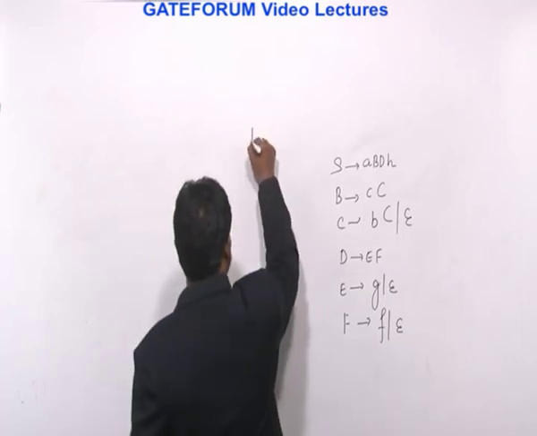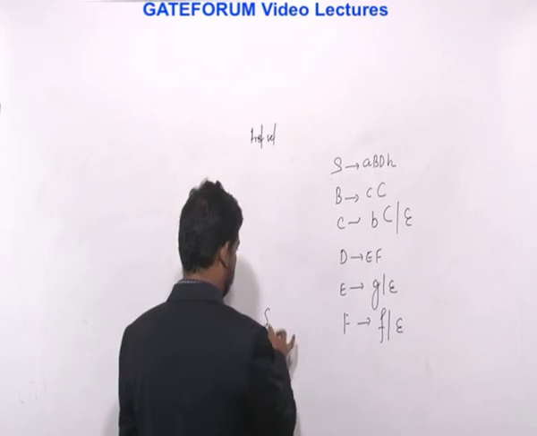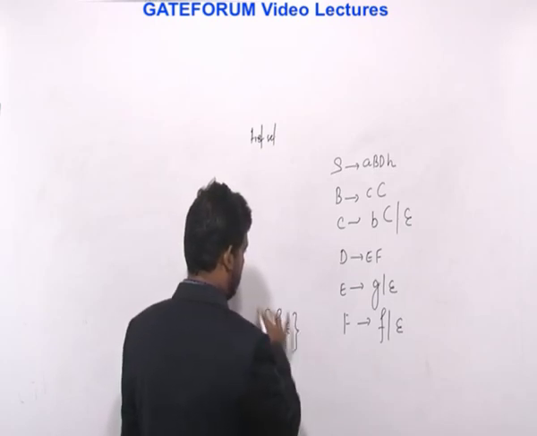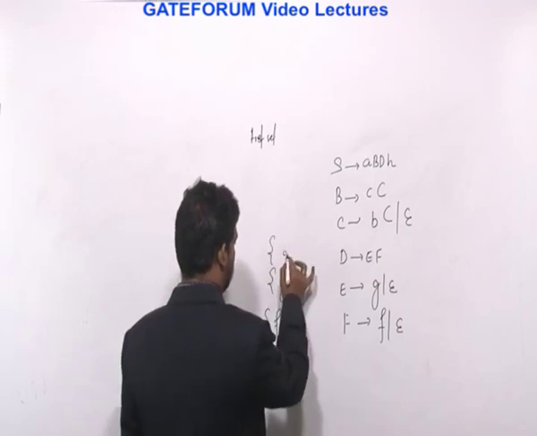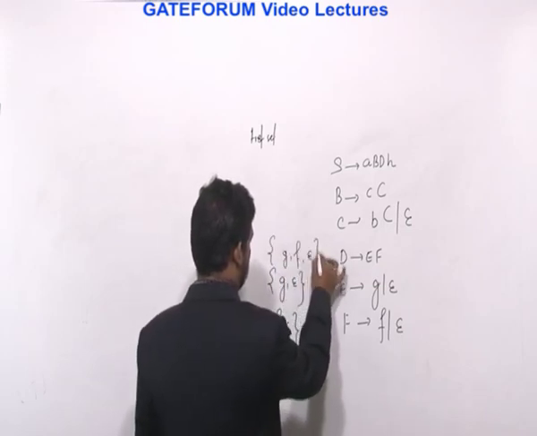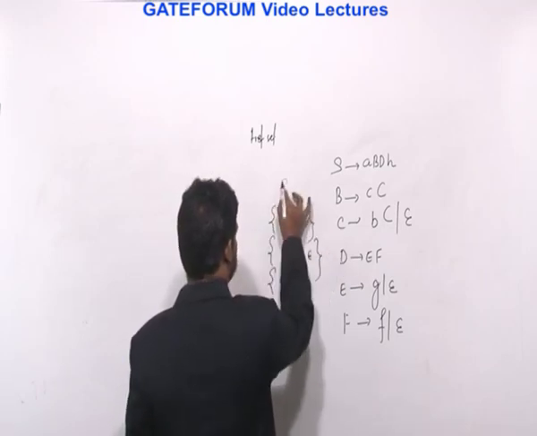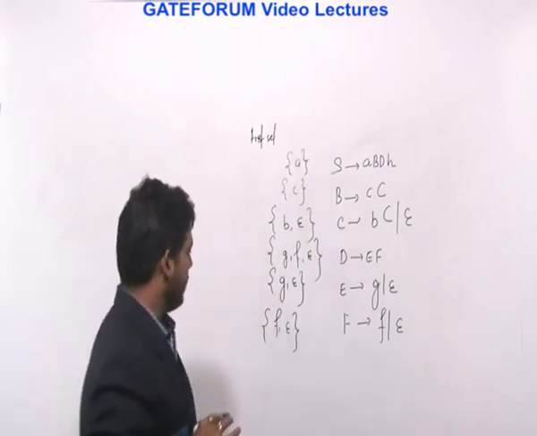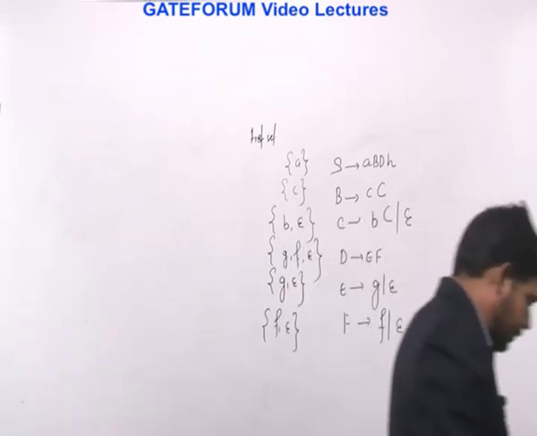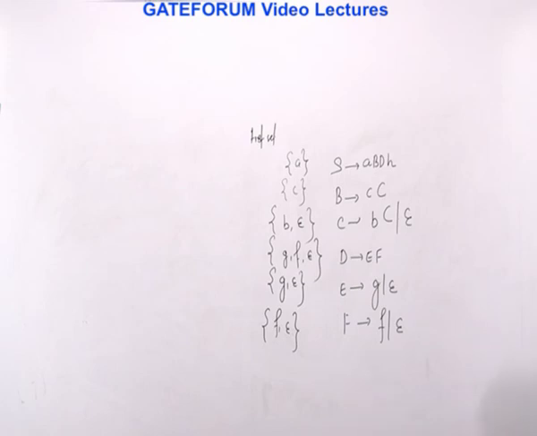This is your first set. First of F is F and epsilon, first of G is G and epsilon, first of D is G, F and epsilon, first of C is B and epsilon, first of B is small c, and first of S is A. So this part was very easy. I don't remember this, I just calculated it based on the grammar. Now we have to calculate the follow set.